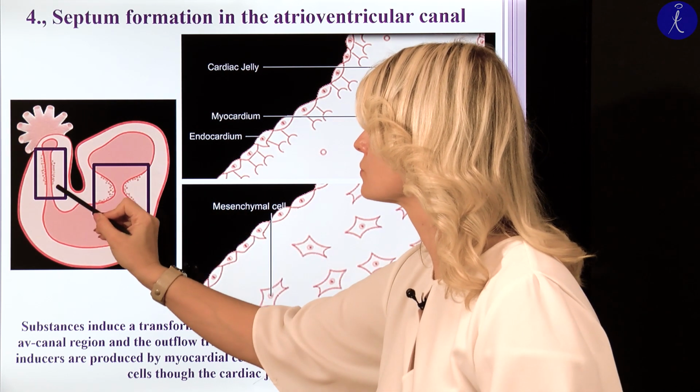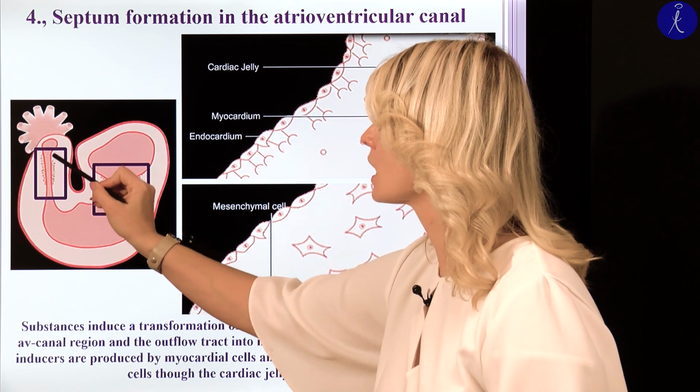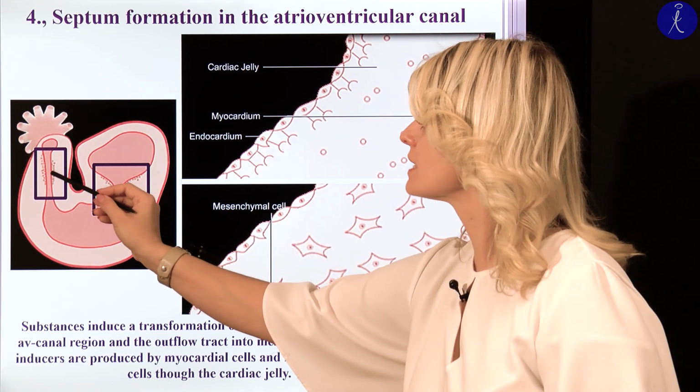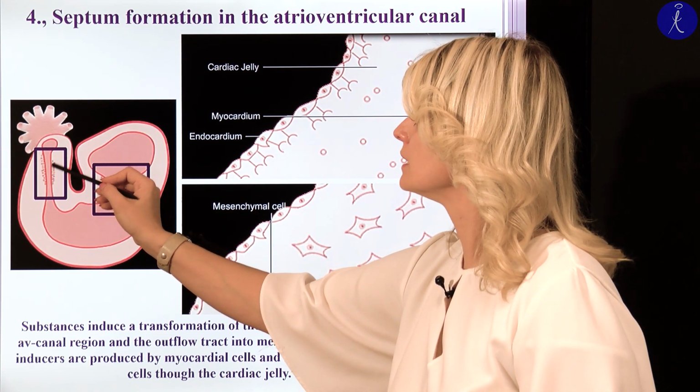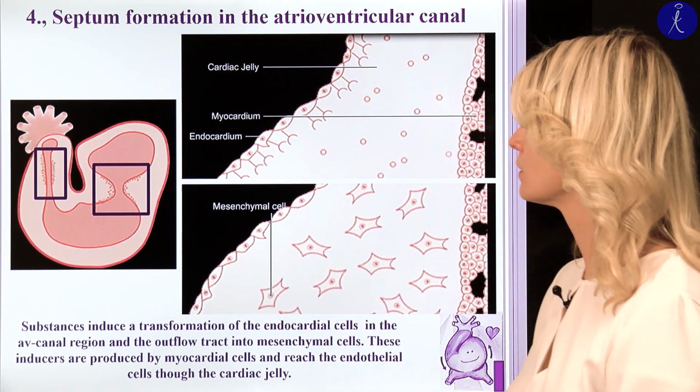see similar structures in the outflow part and the truncus arteriosus of the heart tube, because we also have to separate the outflow parts, the aorta and the pulmonary trunk, from each other.